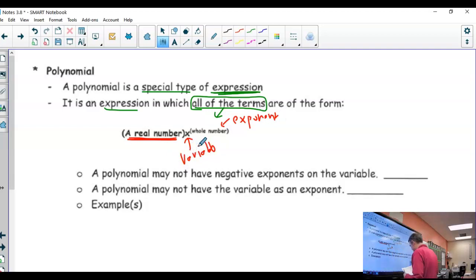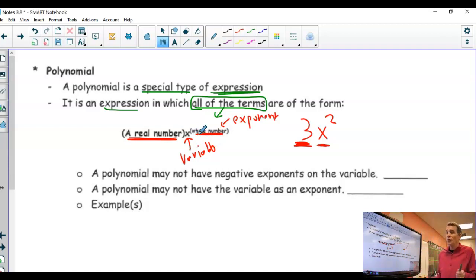So something really basic might be like 3x squared, right? 3 is a real number. It's got a variable, though it doesn't have to, and the exponent is a whole number. I forgot to point that out. The exponent cannot be a fraction or decimal. It must be a whole number. And I don't remember from Math 8, but whole numbers are not negative either. So it's got to be 0 or a positive whole number. A polynomial may not have negative exponents on the variable.